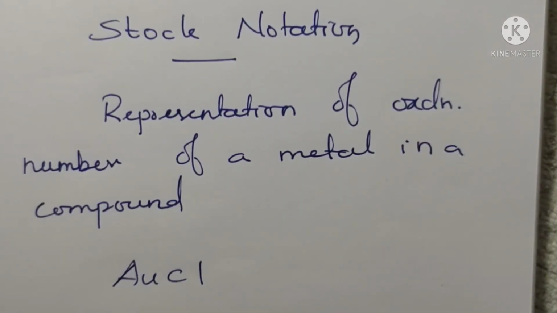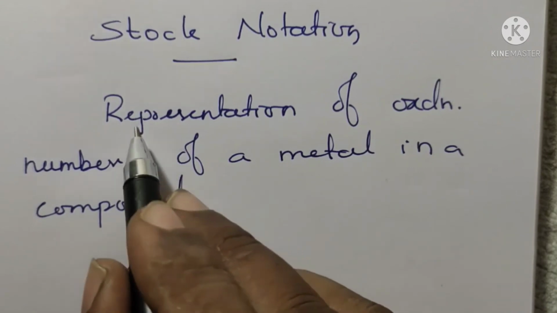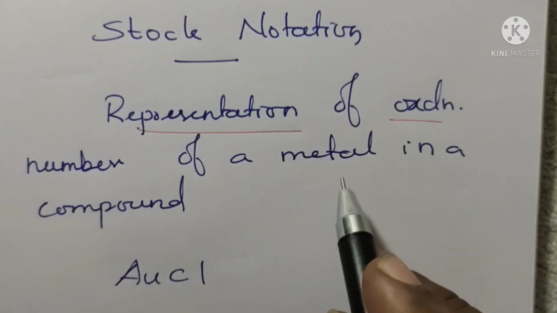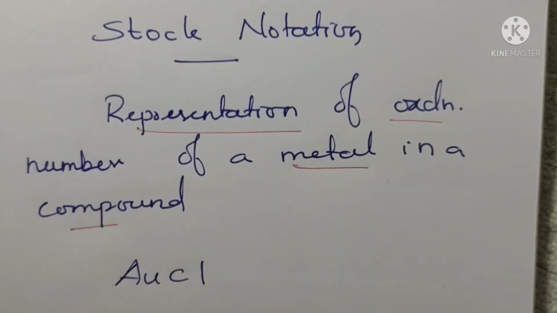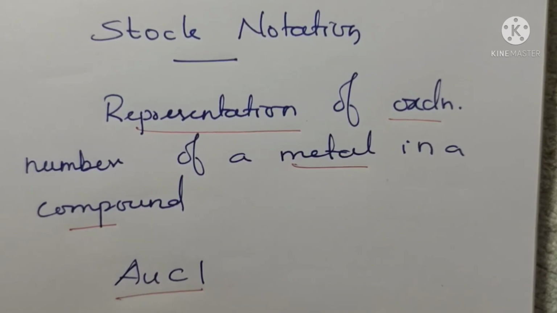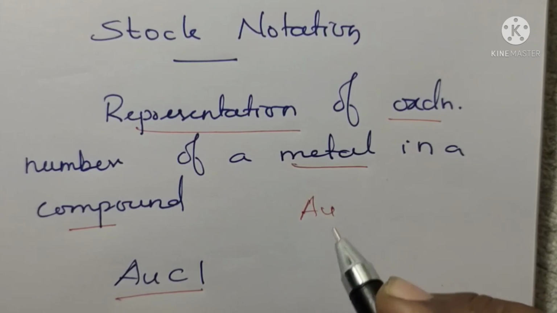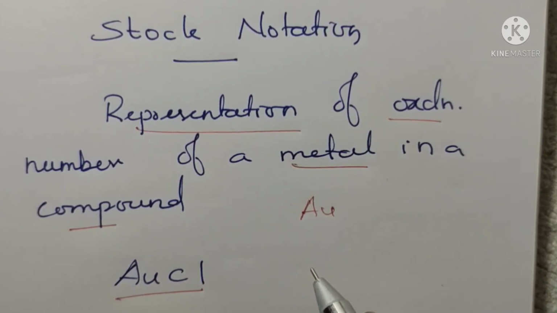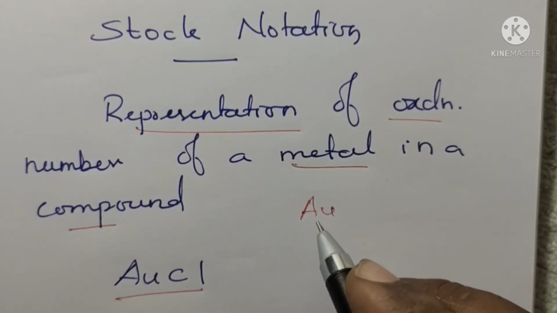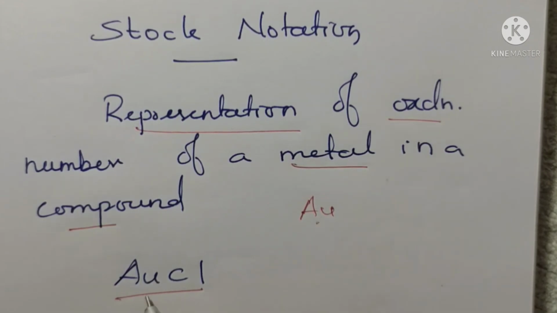Stock notation. What is stock notation? The representation of the oxidation number of a metal in a compound is known as stock notation. For example, we have a compound called AuCl. In AuCl, which is the metal? Gold, Au is the metal. How can you represent it? First we have to calculate the oxidation number of Au in AuCl. How can you calculate? X.